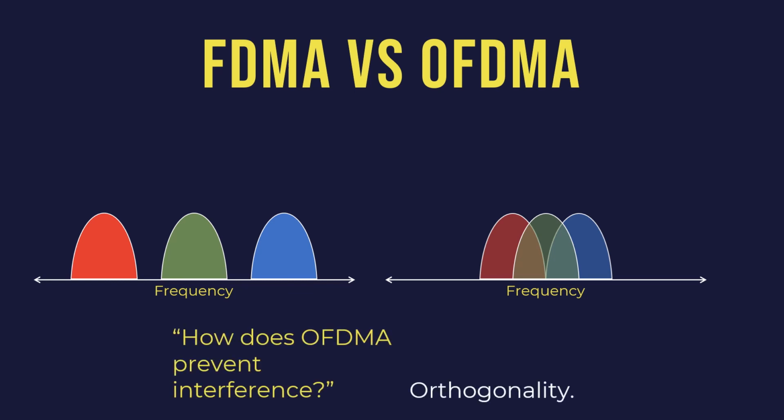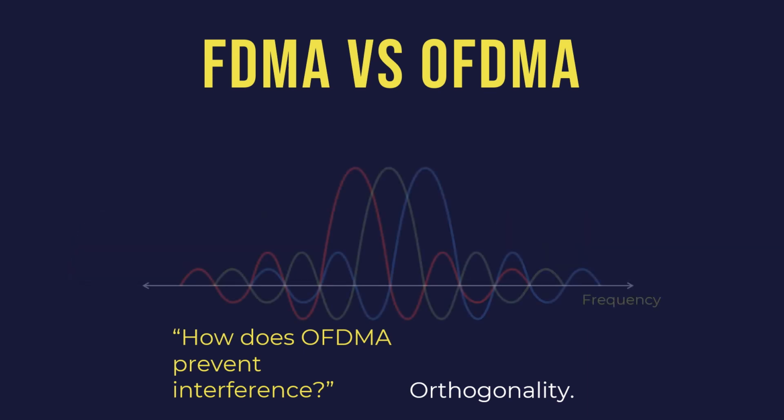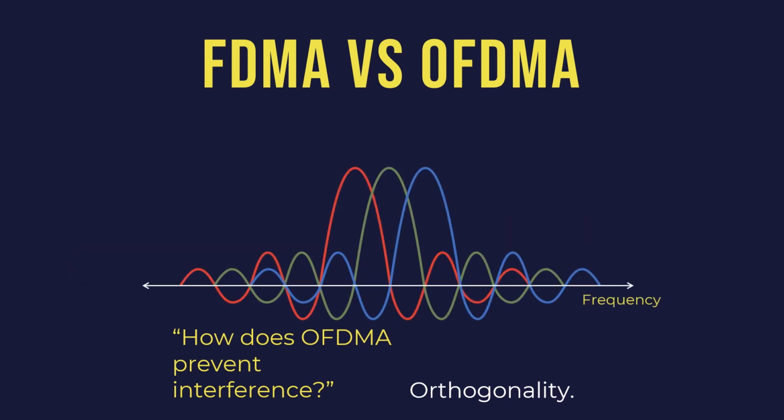The answer is orthogonality of the subcarriers. They are designed so they would cancel each other out and would not interfere with one another. In the frequency spectrum, the orthogonality of the subcarriers is seen such that the peak of each subcarrier occurs at 0 or at the null of the other subcarriers.